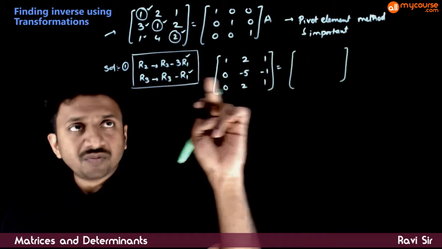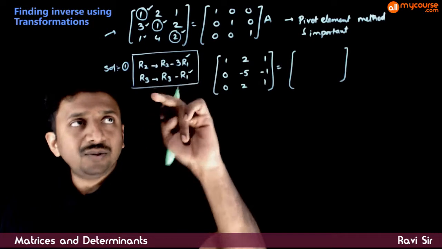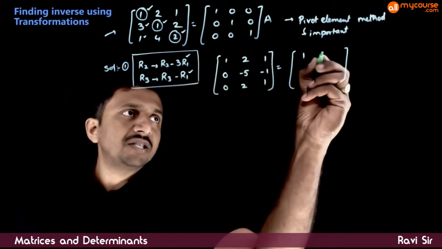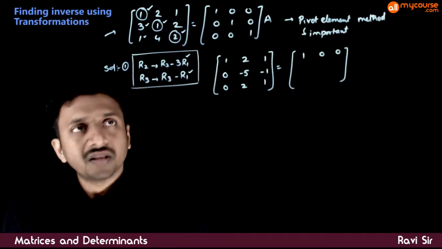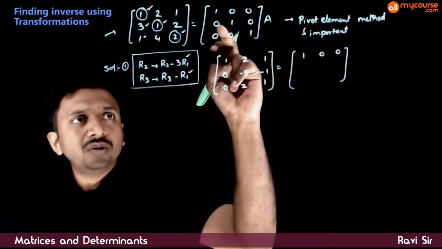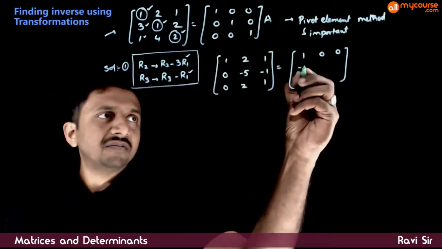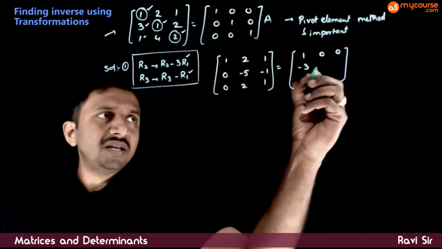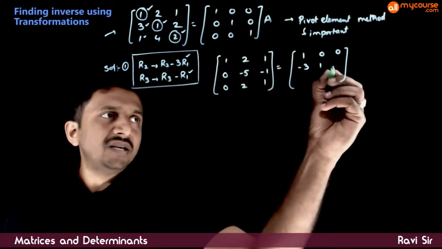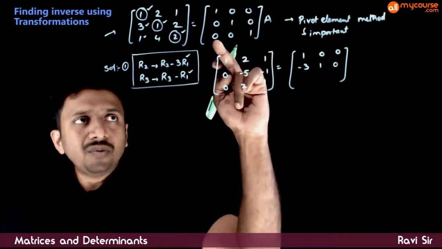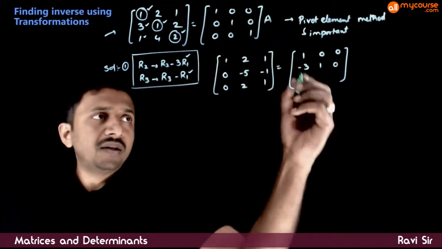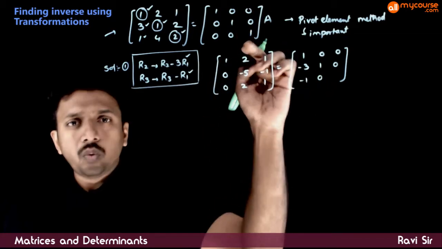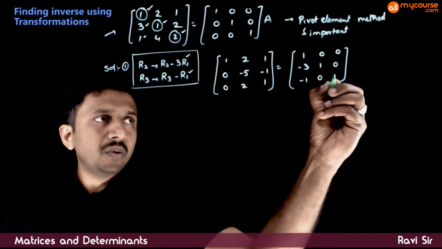So whatever transformation you do in this matrix, you do the same transformation for identity matrix. So here also the first row does not change. So what happens to row 2? Row 2 minus 3 R1. 0 minus 3. 1 minus 0. 0 minus 0 is 0. 0 minus 1. You get minus 1. 0 minus 0 is 0. 1 minus 0 is 1.